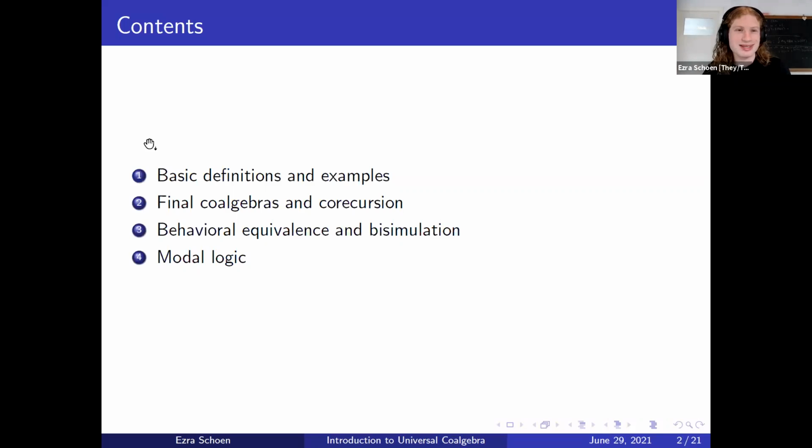So this is the roadmap that I have for today. We're going to start with the basic stuff, the boring stuff that we need to get out of the way. Then we will be starting topic 1, which is final coalgebras and co-recursion. Topic 2 will be on behavioral equivalence by simulation, so notions of equivalence in coalgebra. And then finally, we will be doing some modal logic, which is, I think, the most straightforward way of doing logic in universal coalgebra. So let's get going.